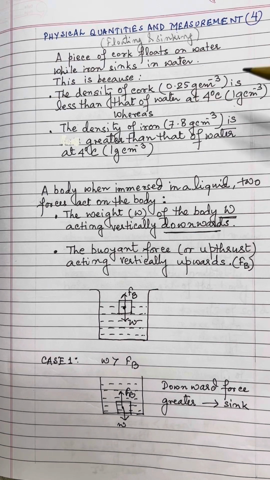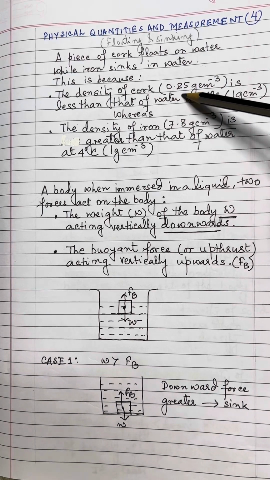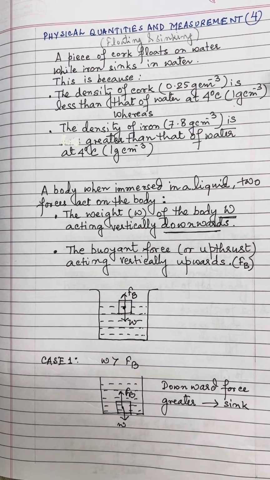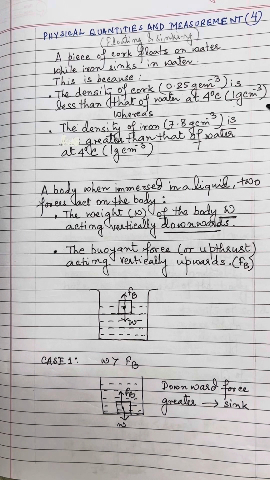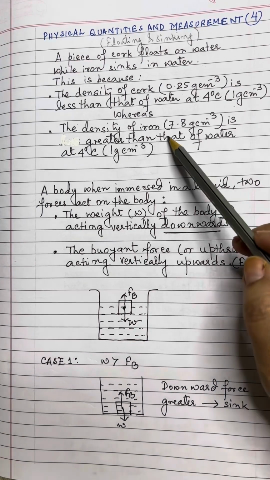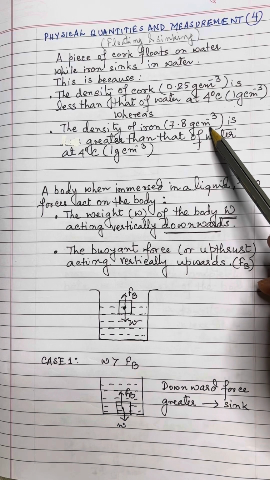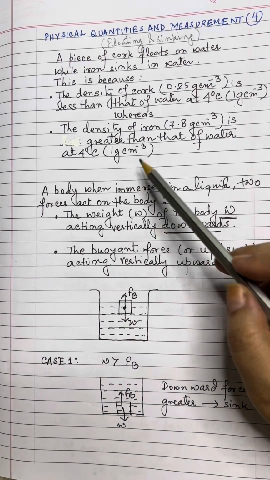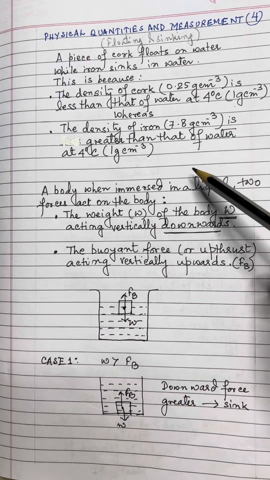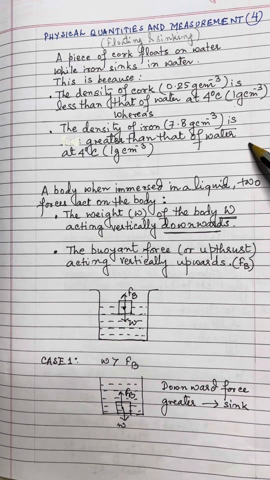This is so because in class 7 we have already learnt that the density of the cork, which is approximately 0.25 gram per centimeter cube, is less than the density of water at 4 degrees Celsius, which is 1 gram per centimeter cube. On the other hand, the density of iron, which is 7.8 gram per centimeter cube, is greater than that of water at 4 degrees Celsius. Because of the comparative densities, the cork floats on water and iron sinks in water.